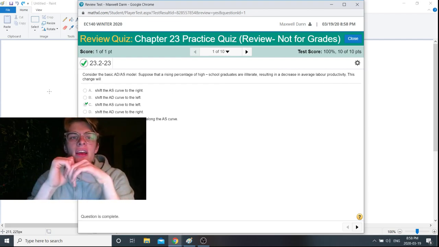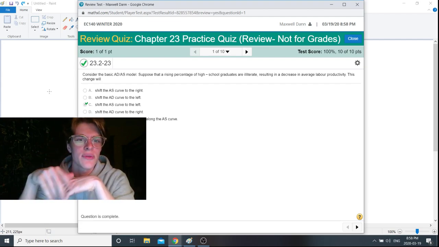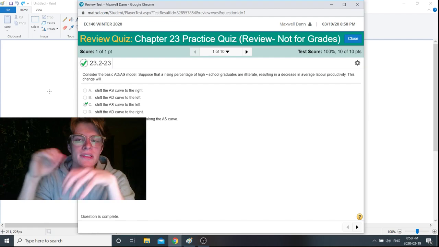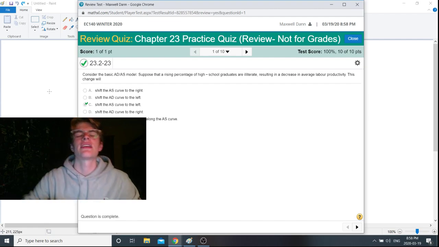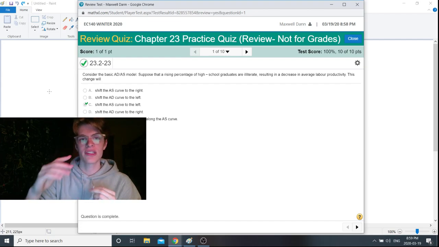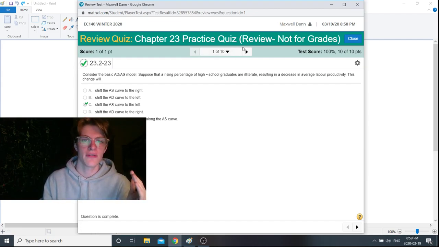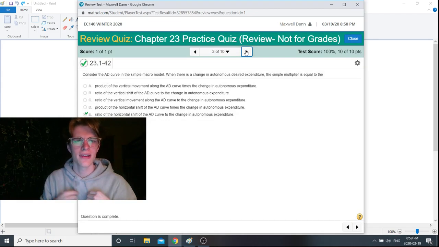So this is talking about aggregate supply because it has nothing to do with the demand side of the economy. It's only talking about supply. And what it's saying is that we can supply less at any given price level because our productivity has decreased as a whole. So that means that our AS curve is going to shift to the left. That one's not too bad.